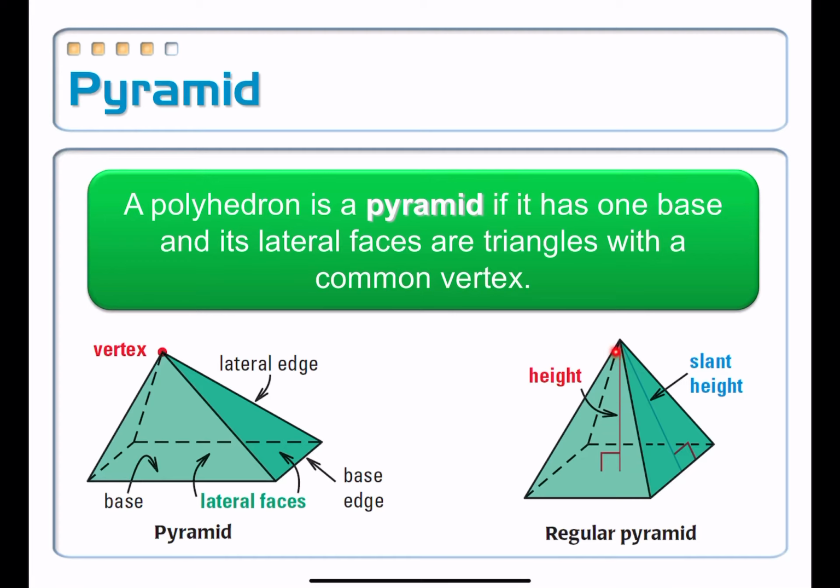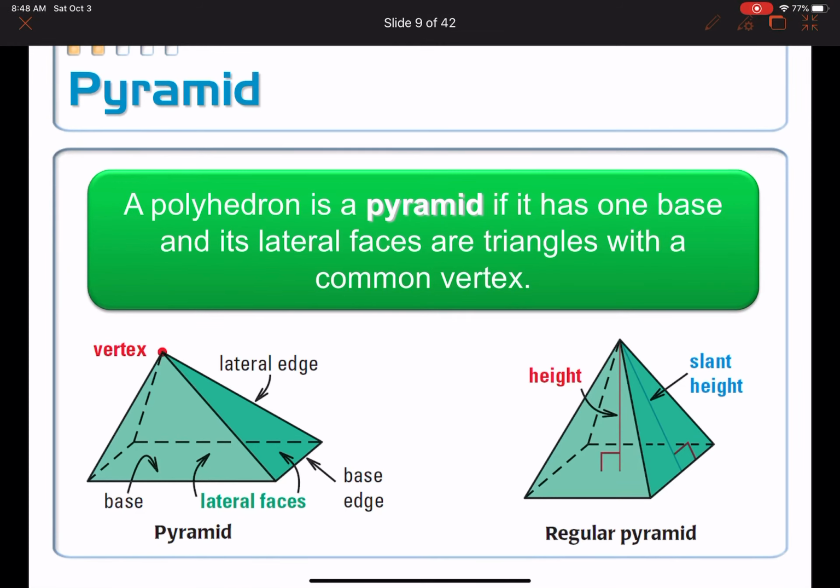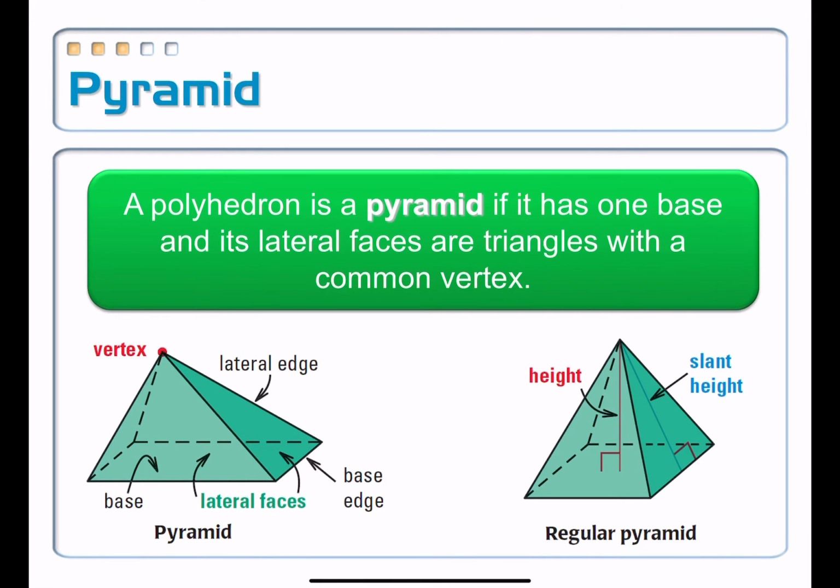Now, there is another relationship between a height and a slant height. If you connect this point down here to the bottom of this point here, I'll even do it for you, if you connect these two, it makes a right triangle, which means that you can use the Pythagorean theorem to find one of those measures, either the slant height or the height, if you were missing one of them.